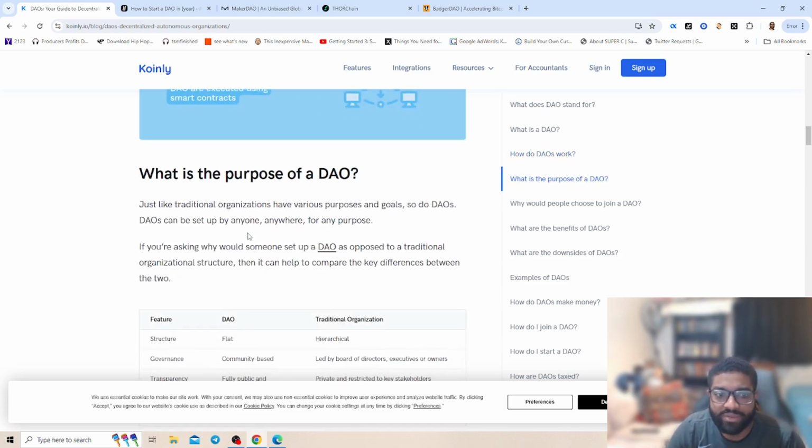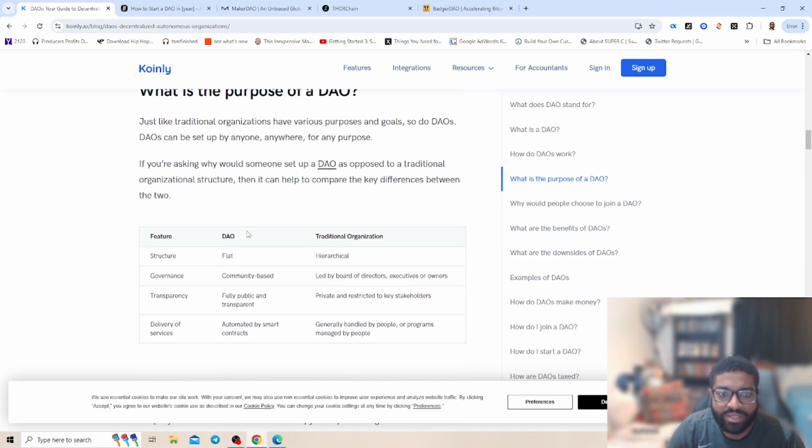What is the purpose of a DAO? Just like traditional organizations have purposes and goals, so do DAOs. DAOs can be set up by anyone, anywhere, for any purpose. If you are asking why someone would set up a DAO as opposed to a traditional organization structure, then it can help to compare the key differences between the two.